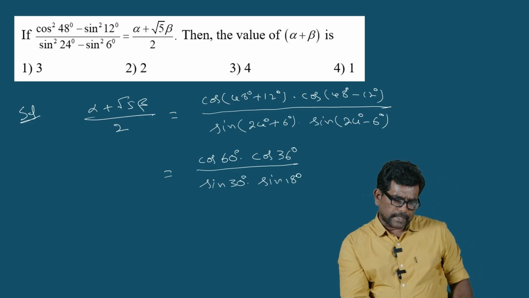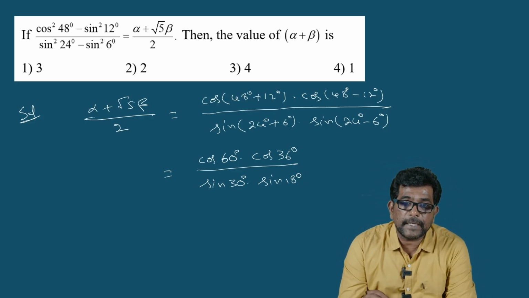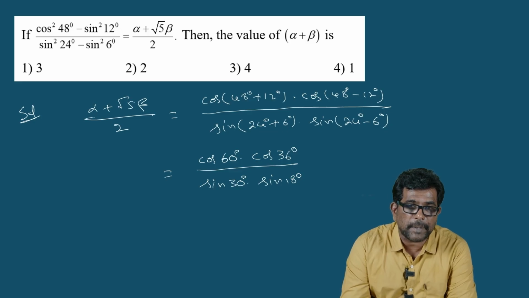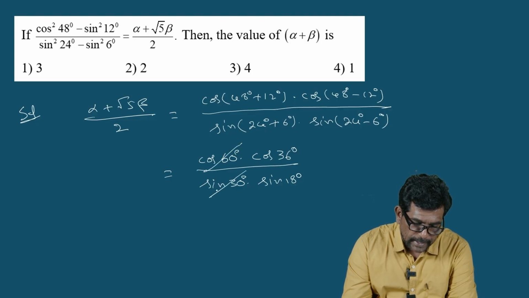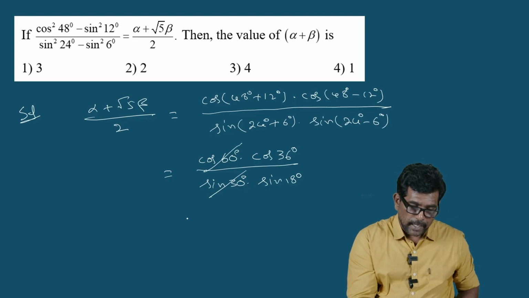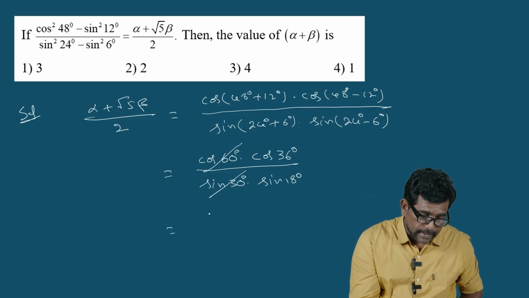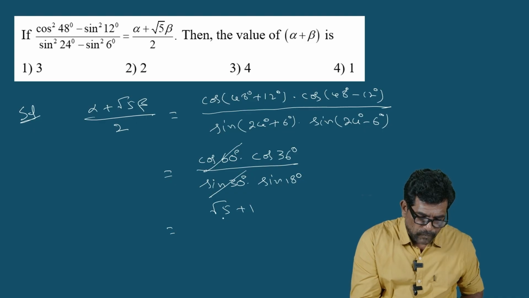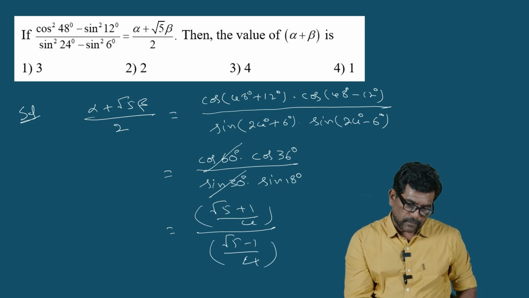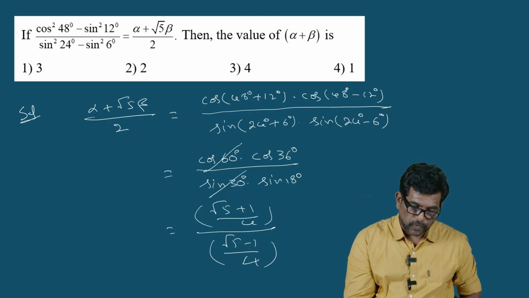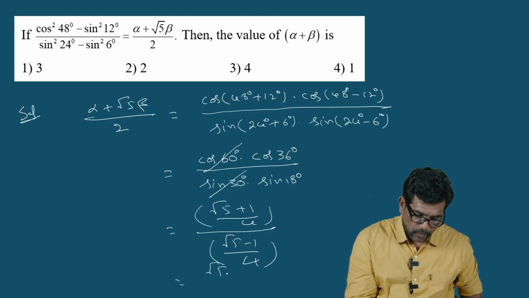Observing cos 60 degrees and sin 30 degrees, 60 degrees and 30 degrees are complementary angles. So cos 60 is equal to sin 30, hence they cancel. Cos 36 degrees upon sin 18 degrees remains. Direct values: cos 36 degrees is root 5 plus 1 by 4, upon root 5 minus 1 by 4. Simplifying this, that is root 5 plus 1 upon root 5 minus 1.